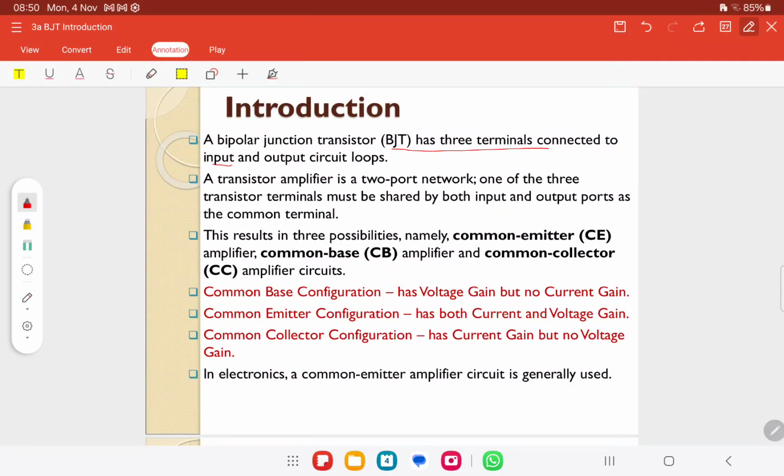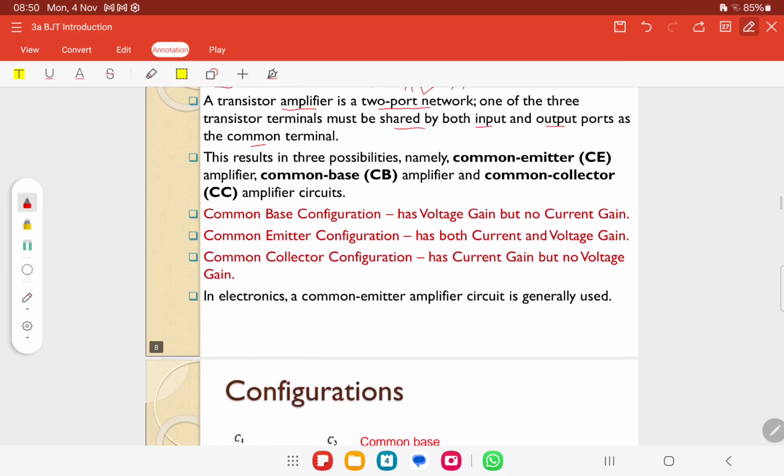Okay, a transistor amplifier is a 2-port network. Dia ada input and output. Kalau 2-port, we have input and output port. One of the 3 transistor terminals must share both the input and output port as the common terminal. Okay, for these configurations ataupun connections for the transistor, kita ada 3 jenis. Common emitter.